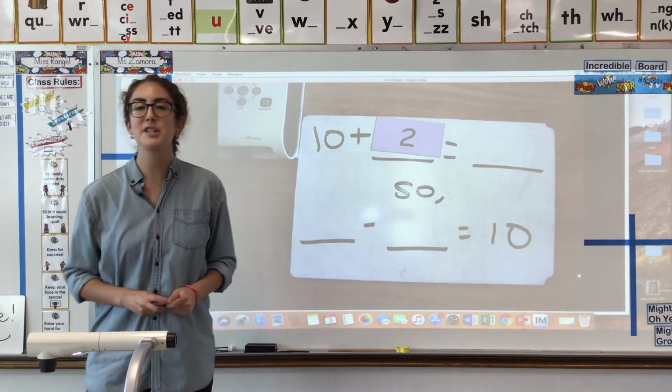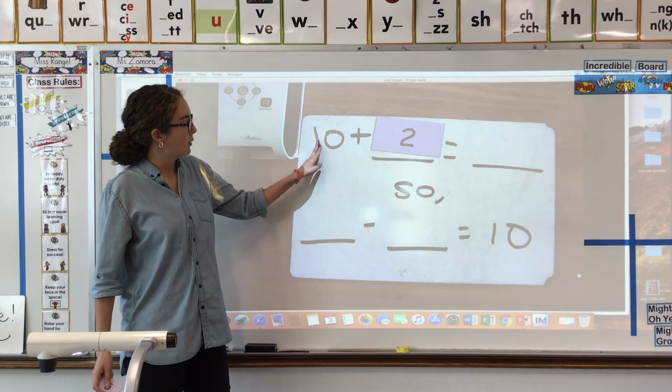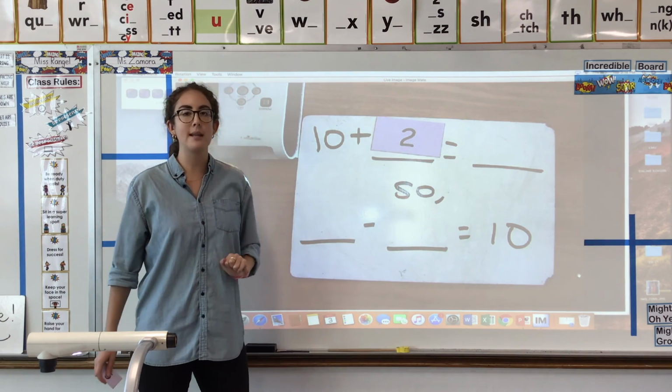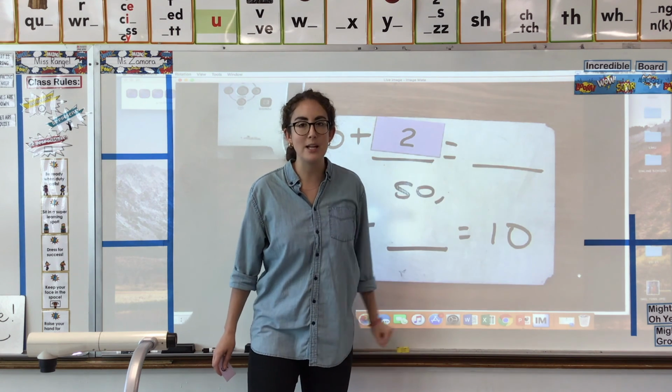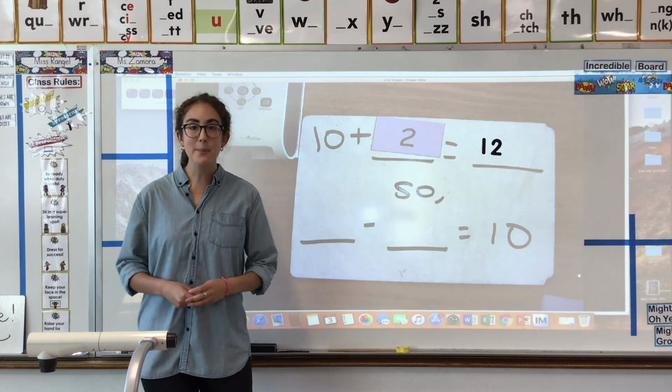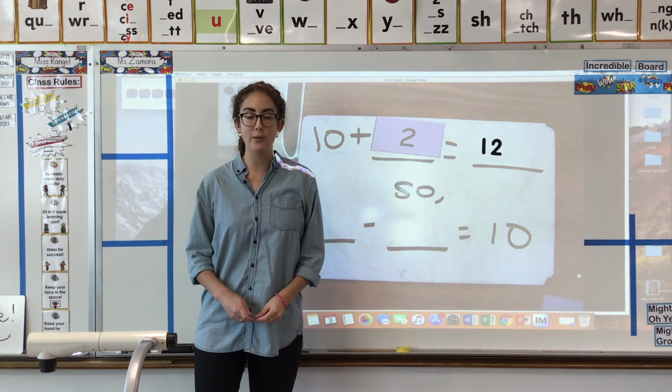10 plus 2 equals what? We have 1 ten and 2 ones. That equals 12. It equals 12. So we just completed our first math fact. 10 plus 2 equals 12.